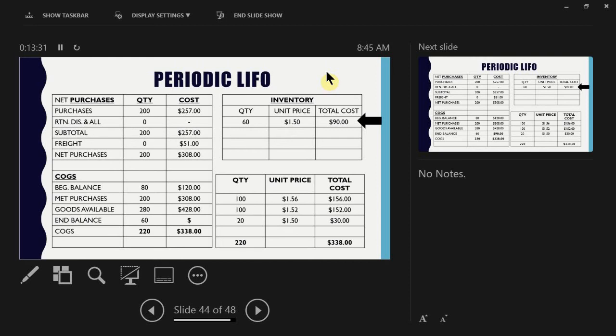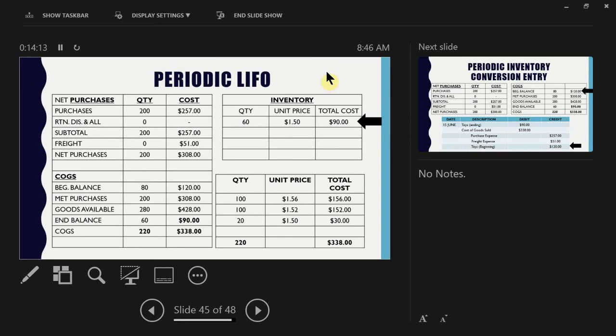So when I calculate my grand total here, it's going to be a total of $338 even. And then we need to recalculate our ending inventory, right? We know we have 60 units left, and this time it's at $1.50. So 60 times $1.50 is going to give you a total of $90. Or you could take your goods available of $428 minus $338, and you'll get $90.